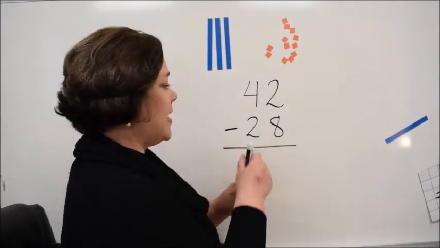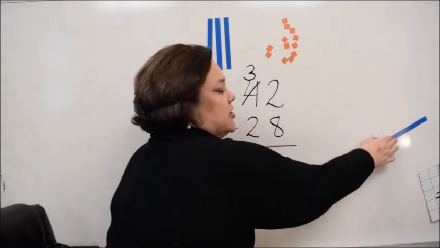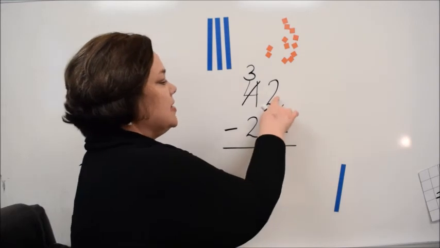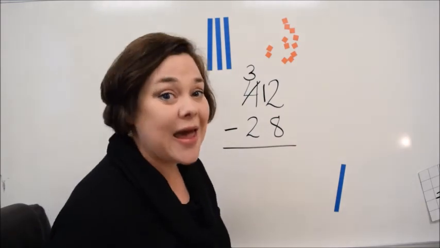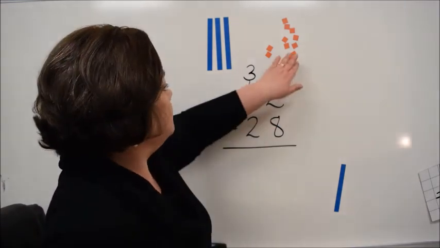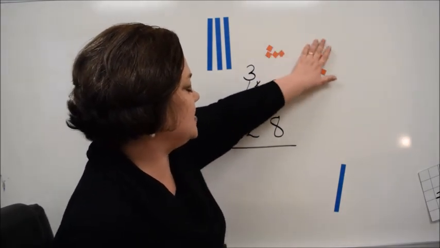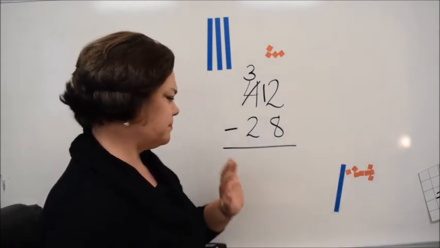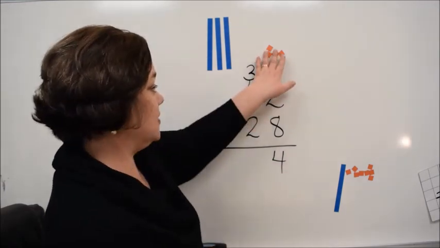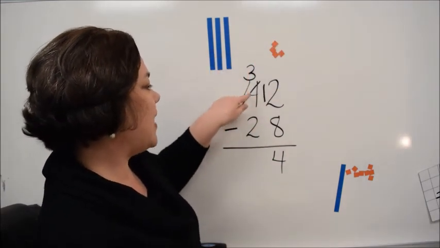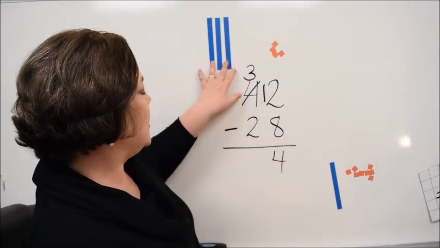Great. So now, over here, this 4 becomes 3 because I exchanged this little guy. But now this 2 is not just 2 anymore. It's 12. So now I'm ready to take 8 away. I'm going to take 1, 2, 3, 4, 5, 6, 7, 8. Take those guys away because now I have 4 left in my ones place. Over here, my 4, remember, became a 3 because this guy had to get exchanged.